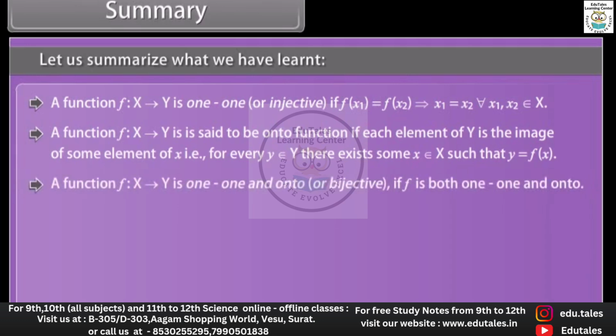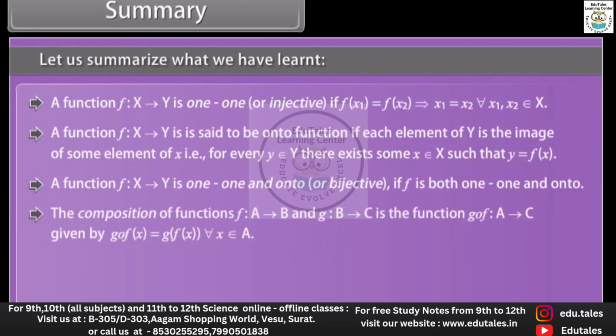A function f from X to Y is one-one and onto, or bijective, if f is both one-one and onto. The composition of functions f from A to B and g from B to C is the function gof from A to C given by gof(x) equal to g(f(x)) for each x belongs to A.